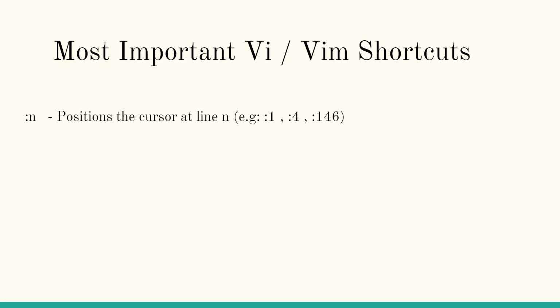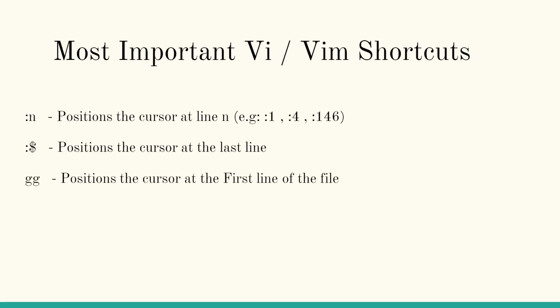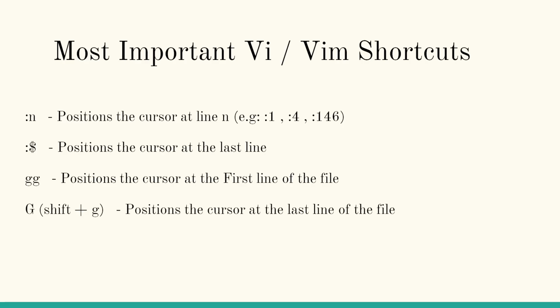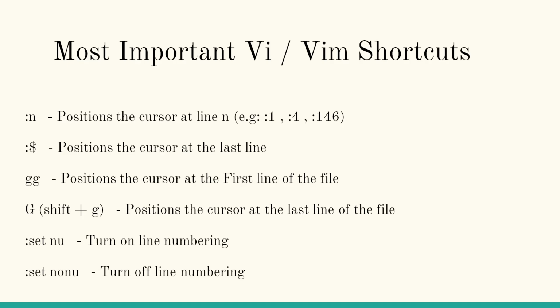Colon with N, which is the line number, positions the cursor at a specific line, like 1, 4, 146, etc. The $ positions the cursor at the last line. gg positions the cursor at the first line of the file. Shift G, or capital G, positions the cursor at the last line of the file. :set nu turns on line numbering, so it will show us the numbers of the lines. :set nonu turns off line numbering.